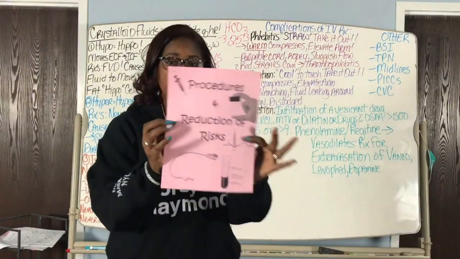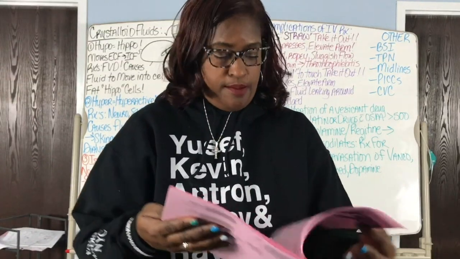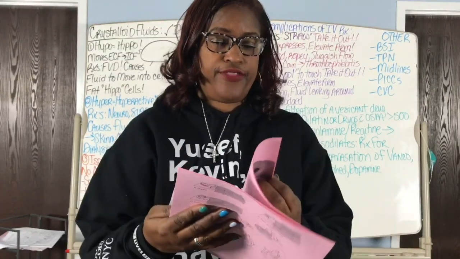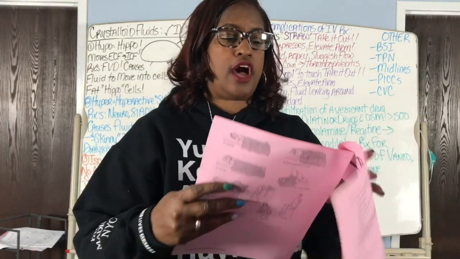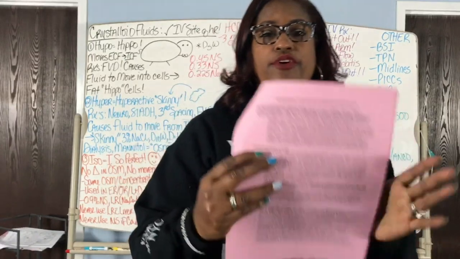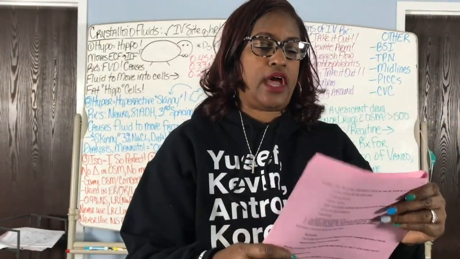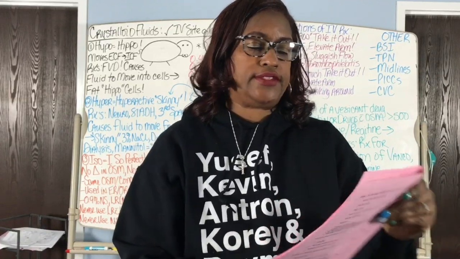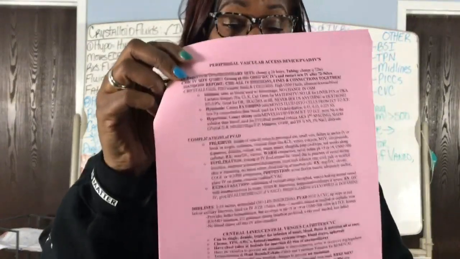So with procedures, you want to turn to page 3 and 4, which is where we're going to be. Okay, so it starts off and it says peripheral vascular access. You want to be careful with this because on the actual exam, they will not say IV. They'll say peripheral vascular access device or catheter.